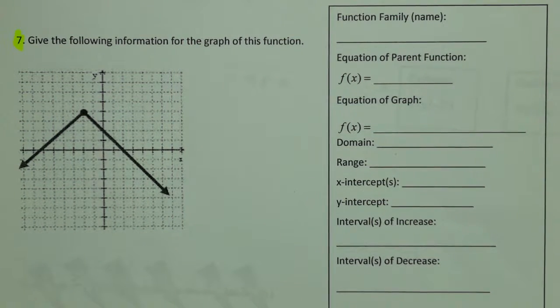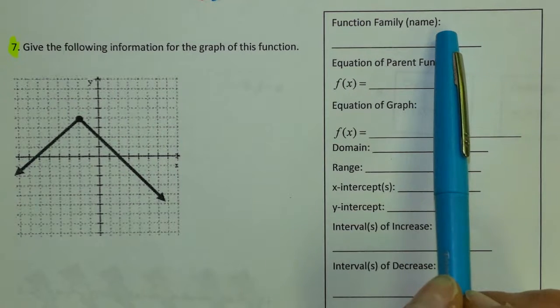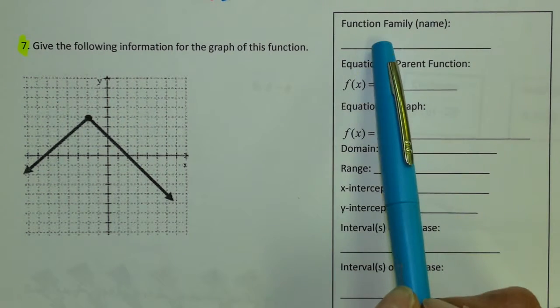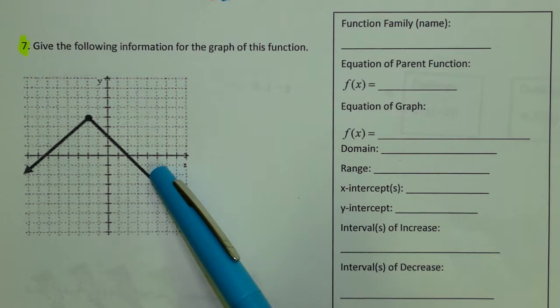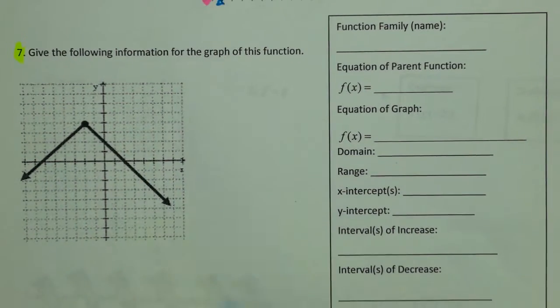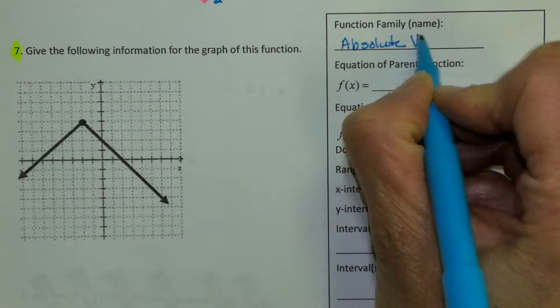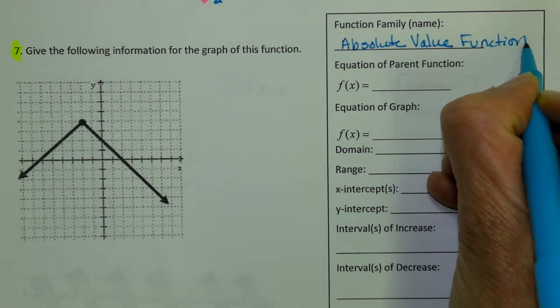As promised, the last video of the review. So, family function name. There are many families. There's linear families, absolute value families, quadratic families, cubic families. The only way I know what kind of family this is either by the equation or by the graph. Because this looks like a V, that means this here is an absolute value function. Can't be anything else.